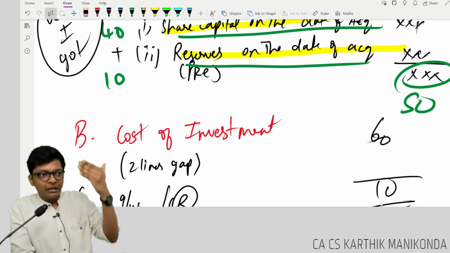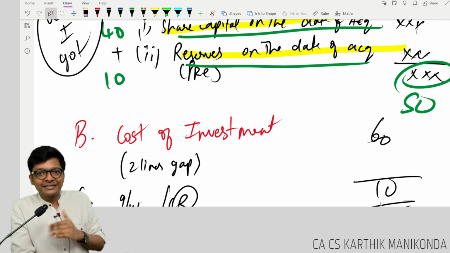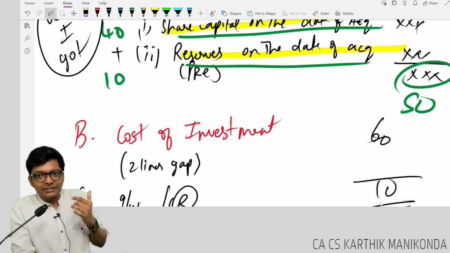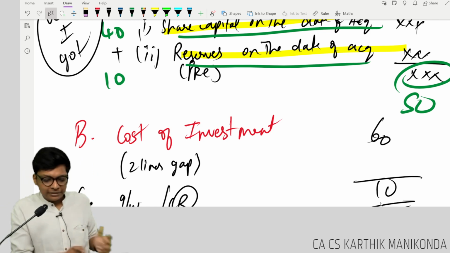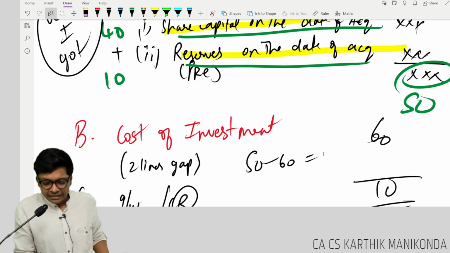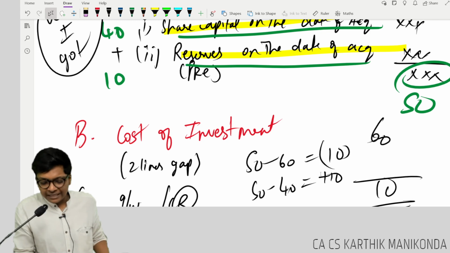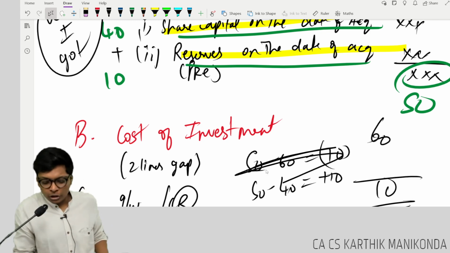Book has a formula. 1 minus 2. Positive means capital reserve. Negative means goodwill. They are saying 50 minus 60. Negative 10 goodwill. 50 minus, let's say, 40. Positive 10 capital reserve. Don't get confused. You know the logic. Correct?